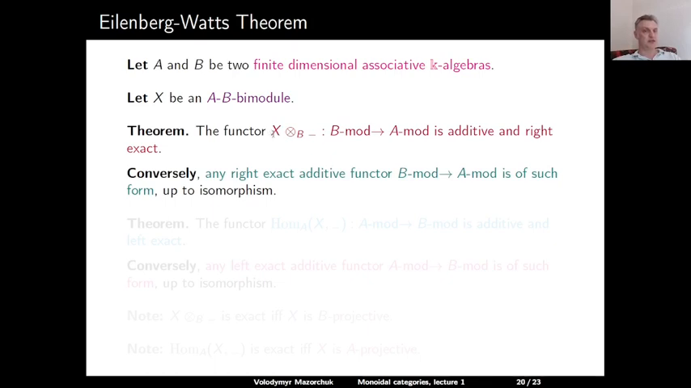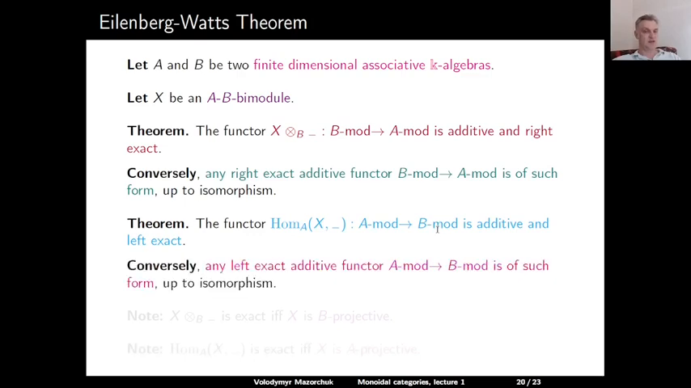Conversely, any additive right exact functor from B mod to A mod is isomorphic to the functor of tensoring with some finite-dimensional AB bimodule. So the left exact version of this theorem: the functor of homing from X, and this is now a functor from A mod to B mod, this functor is additive and left exact. Conversely, any left exact additive functor from A mod to B mod is of such form up to isomorphism. We know that the functor of tensoring with X is exact if and only if X is B projective, and the functor of homing from X is exact if and only if X is A projective.